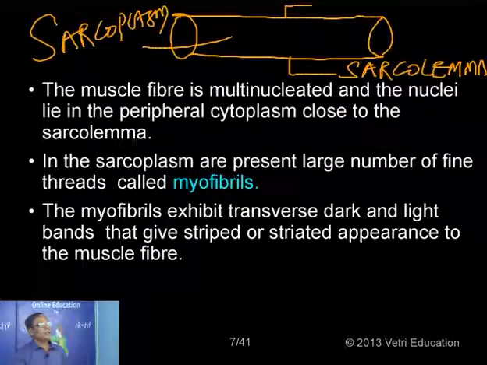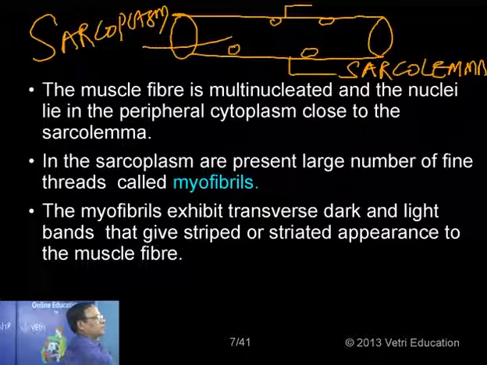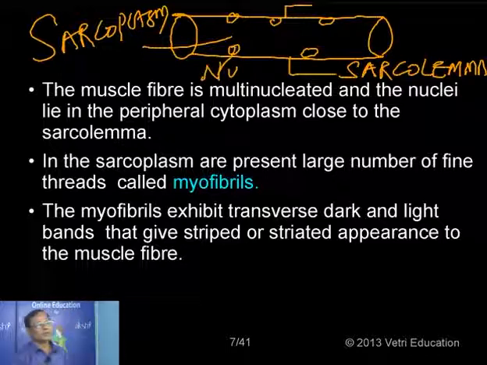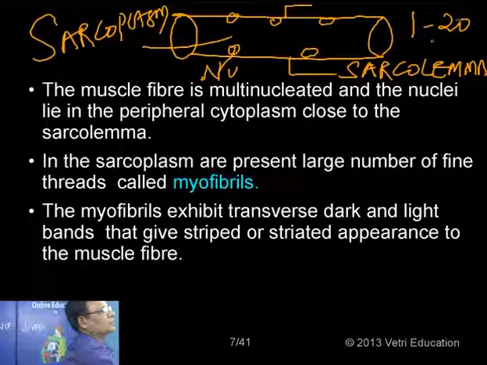Now, in each muscle cell or fiber, we have many nuclei. So it is a multinucleate cell. The nuclei are formed towards the peripheral cytoplasm, towards the periphery, towards the sarcolemma membrane. Now in the sarcoplasm, suppose you take the length of the muscle fiber. Each muscle fiber ranges in length from 1 to 20 millimeter.